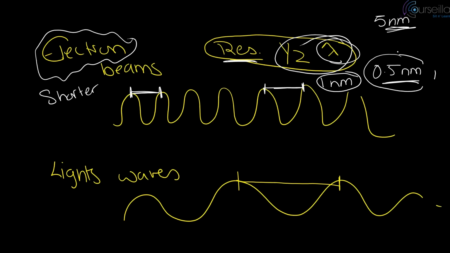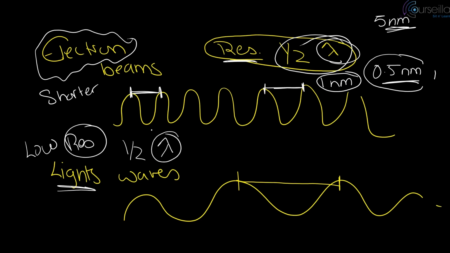When you say that the electron microscope is of high resolution, you need to know exactly what resolution means and where it came from. The light microscope, or the optical microscope, is of low magnification and low resolution. The resolution of the light microscope is half its wavelength, and the wavelength of the shortest light wave is 400 nanometers. So the resolution is half of that.